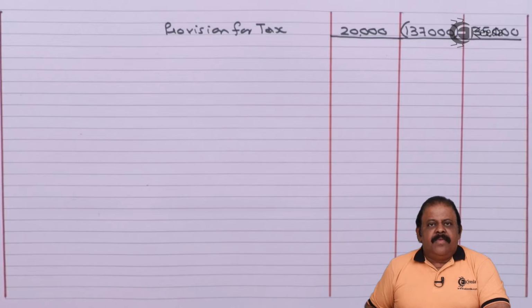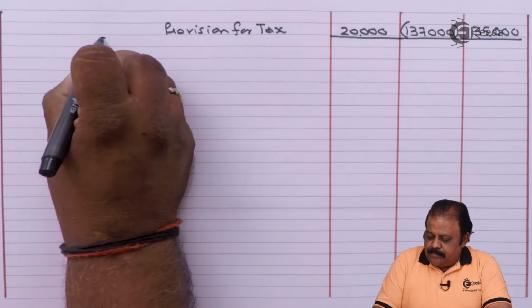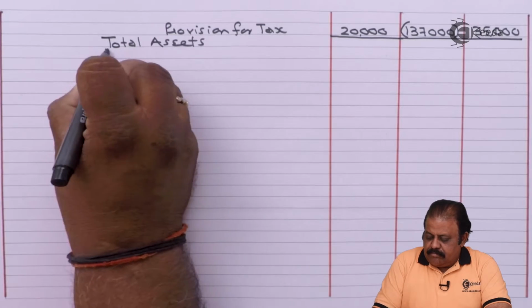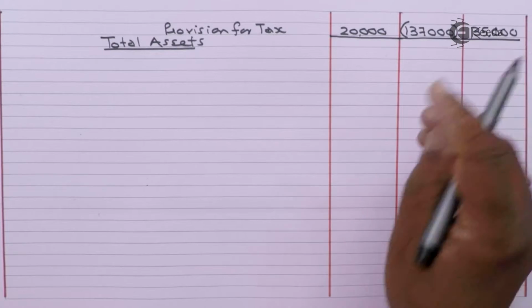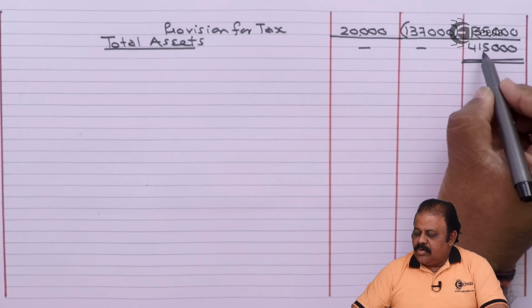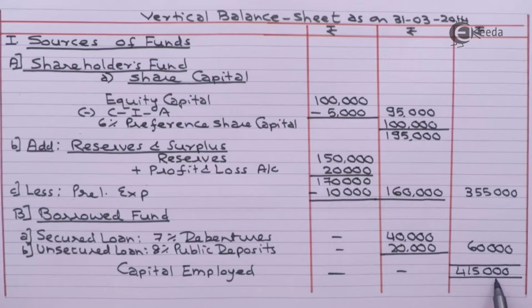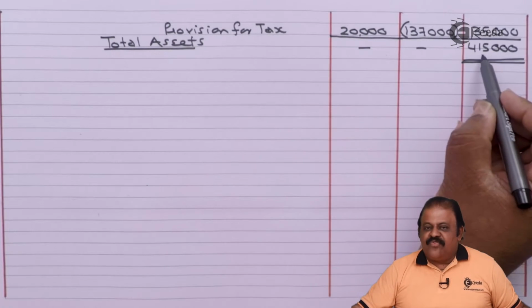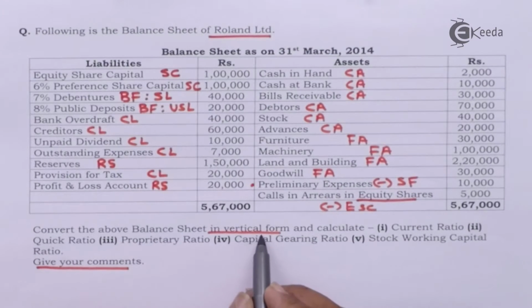This working capital will be added with the fixed assets to arrive at total assets. Total fixed assets 3,80,000 plus 35,000. Total assets we got 4,15,000. Sources of funds 4,15,000 is tallying with application of funds 4,15,000. We have completed first part of the question, converting the balance sheet in vertical format.